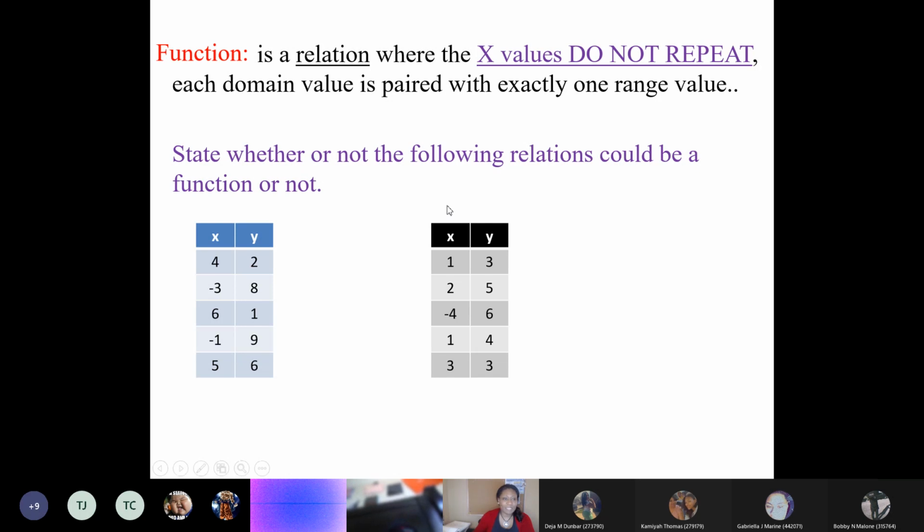Keelan, is this black table, this relation, a function or not? Yes, it's a function. Why do you think it's a function? What is the rule for a function? Read the first sentence at the top of the page to me out loud now. Because the x values do not repeat. Read the sentence of the definition for a function. Read the whole thing.